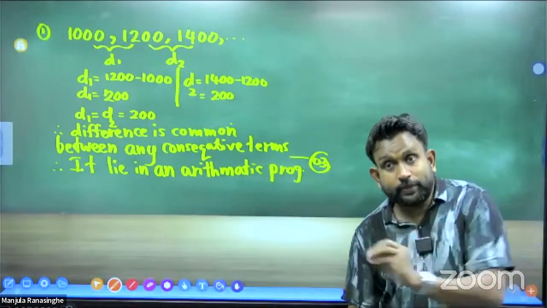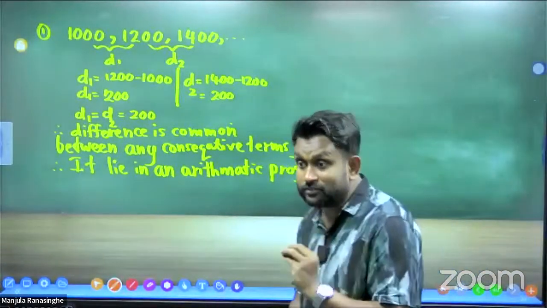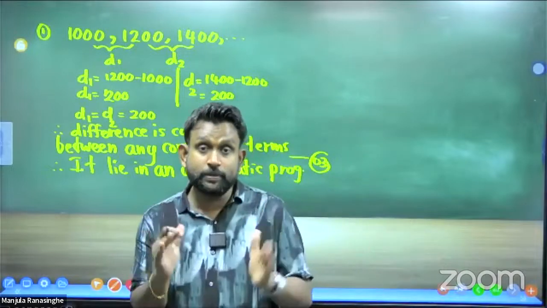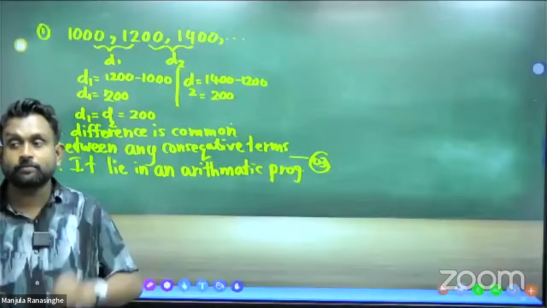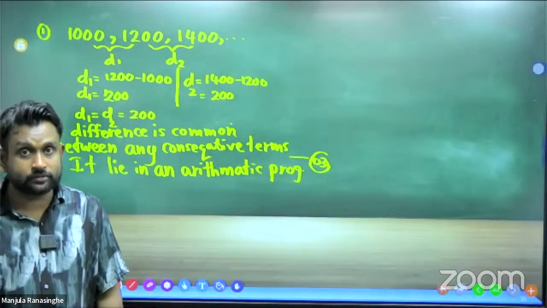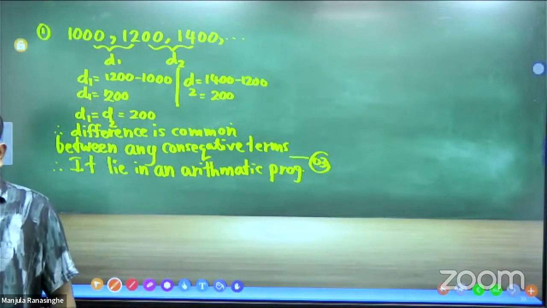To make an arithmetic progression, there should be a difference, but that difference should be constant everywhere. Then only it becomes an arithmetic progression. Remember how we did prove it.